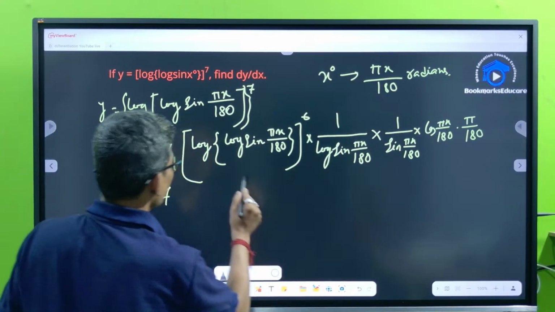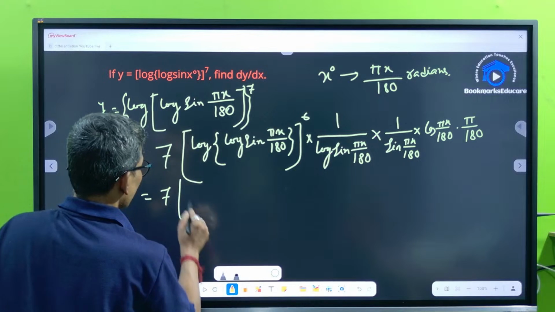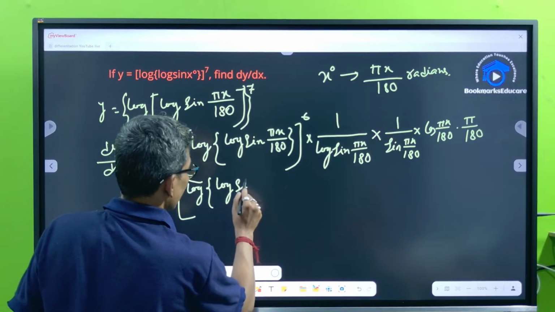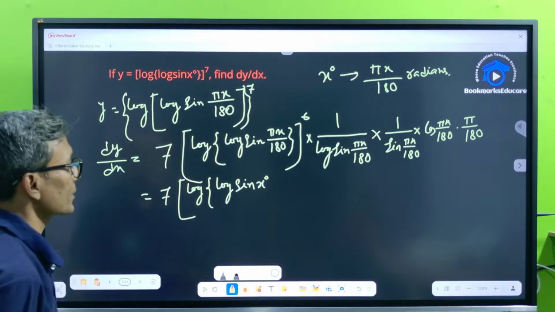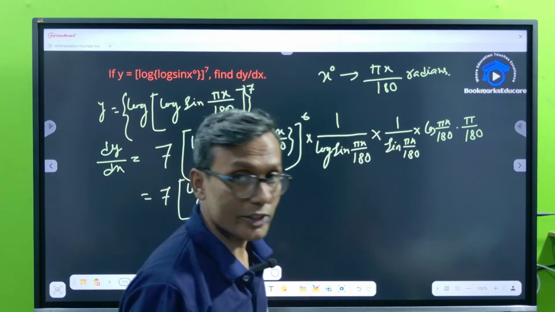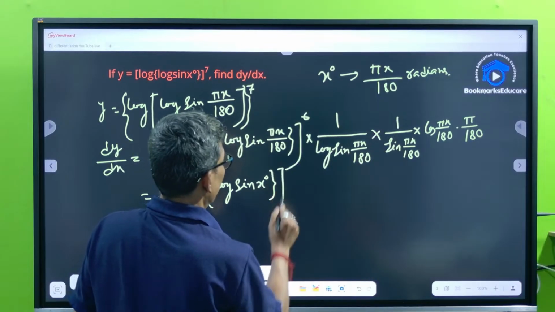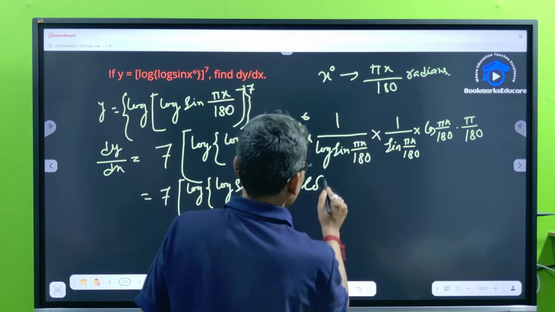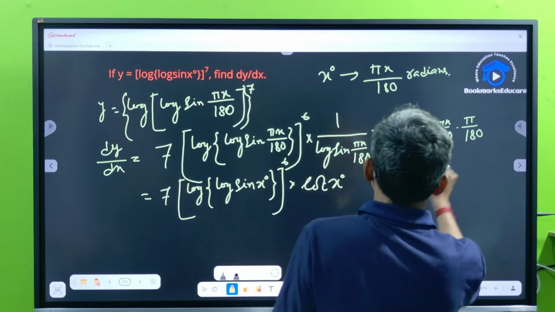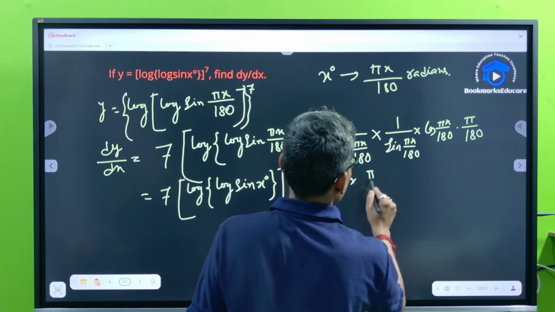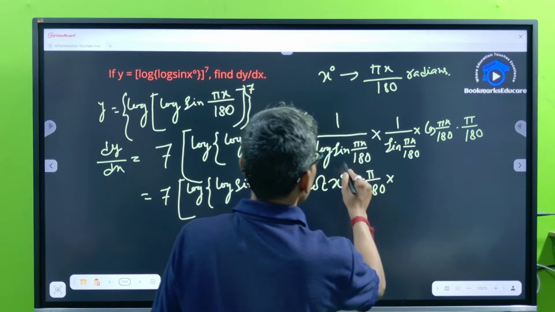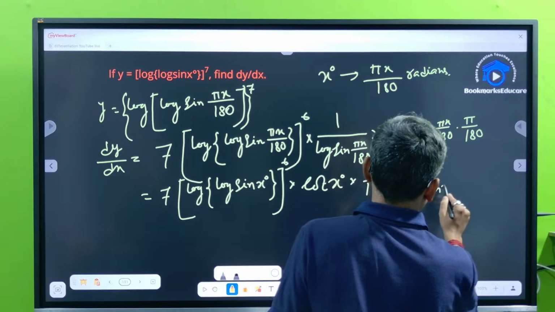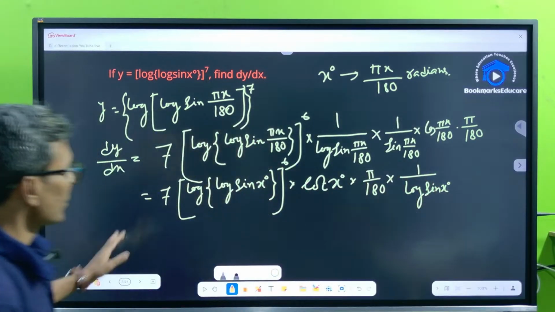So this is the required answer, but we have to simplify this. So 7 into log of sine x degree, instead of pi x by 180 we can write x degree, to the power 6, into cot x degree into pi by 180 into 1 by log of sine x degree. So this is the required answer.